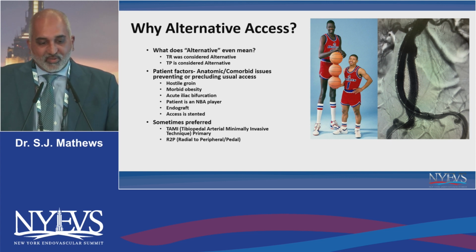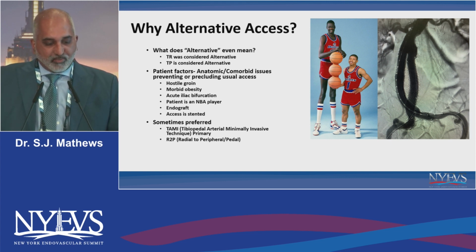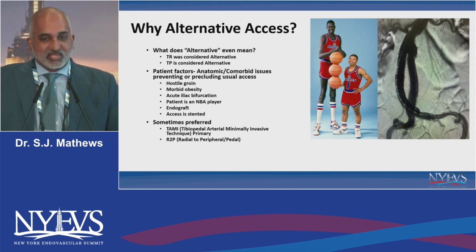So what kind of obvious things are there that prevent you from using usual access? The hostile groin or extreme obesity. The bifurcation perhaps is really too acute. If you have a patient that's got an endograft, or somebody's super tall, it can be a problem. Or the access is stented. We see a lot of this too, where people show up. I just had this last night, and patient's common femoral is completely stented, external all the way down to the pop. So what do you do in those kind of situations?